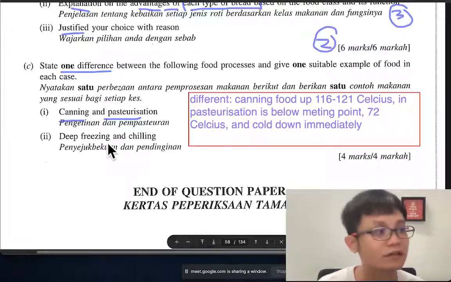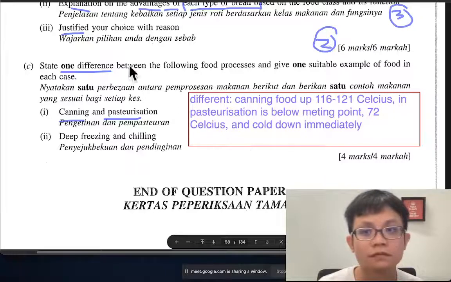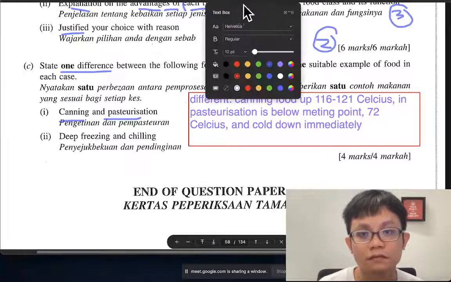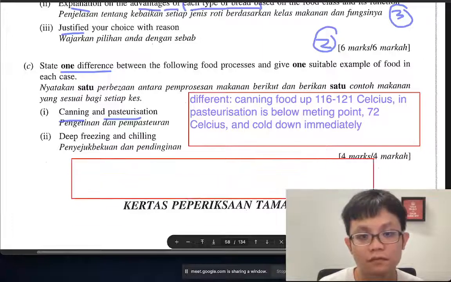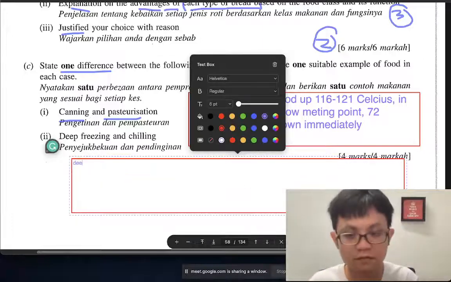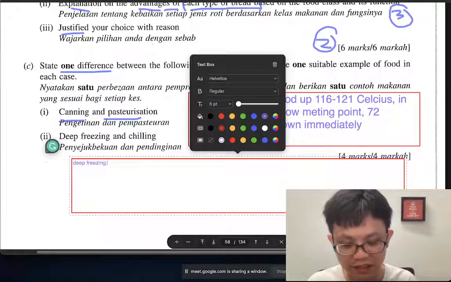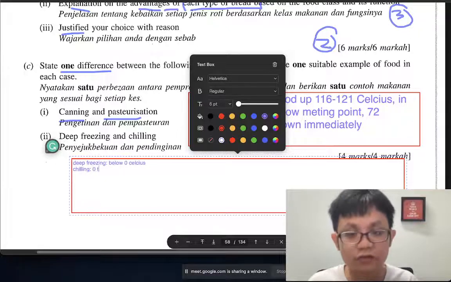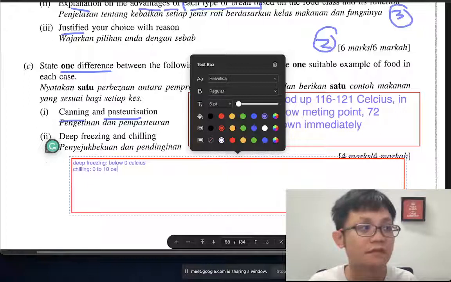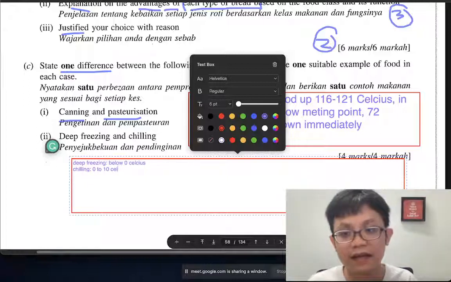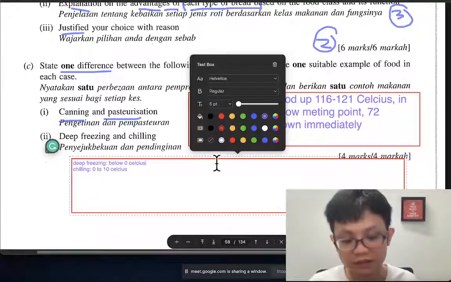Deep freezing and chilling. So what is the difference between deep freezing and chilling? Deep freezing is keeping the food at a temperature lower than 0 degrees Celsius. Correct. Deep freezing is below 0 Celsius. Chilling is above 0 degrees Celsius, around 0 to 10 Celsius. Okay, so any example? Frozen food. Deep freezing is for frozen food.